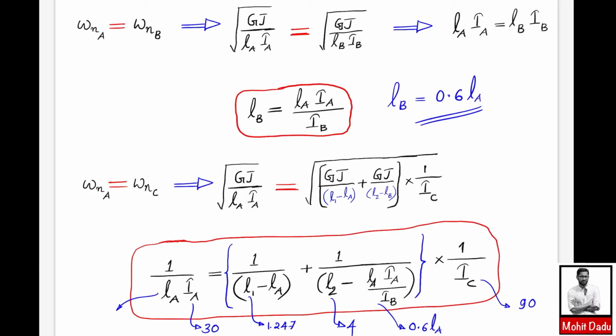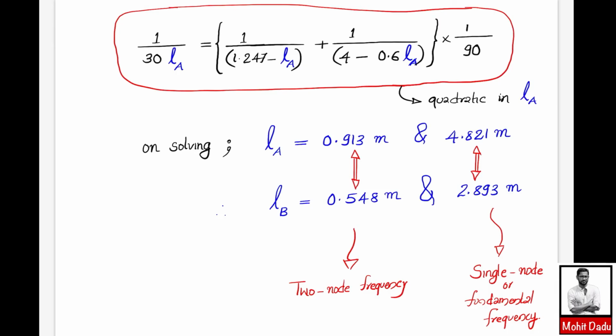So you can simplify these two equations and solve for the value of LA. This equation will actually be a quadratic in LA. So you can solve, and then you will get two values for LA.